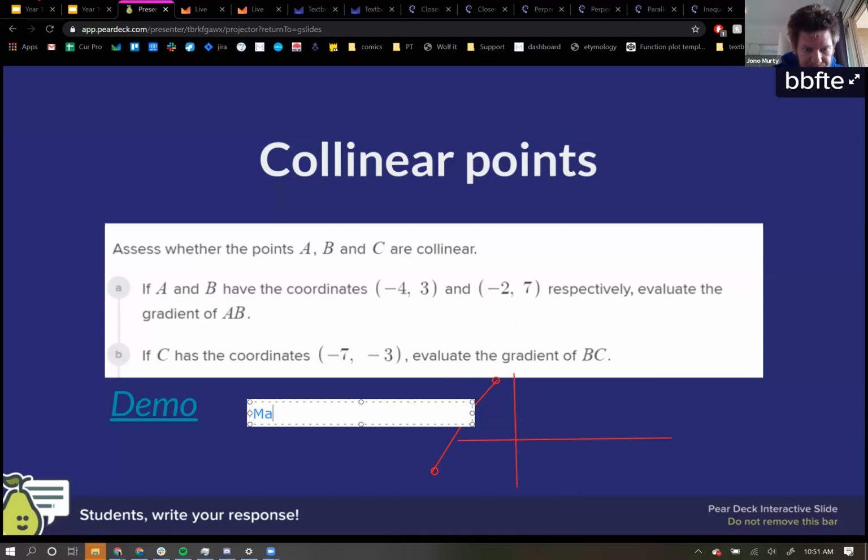Okay. So the gradient of AB is 7 minus 2 over minus 2 minus minus 4 equals 5 on 2. Did I do that right? I did not do that right at all. That should be a 3.